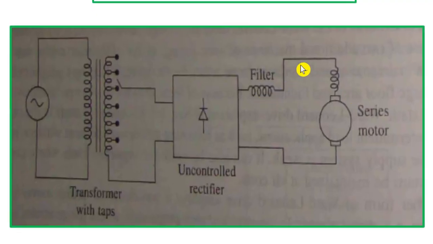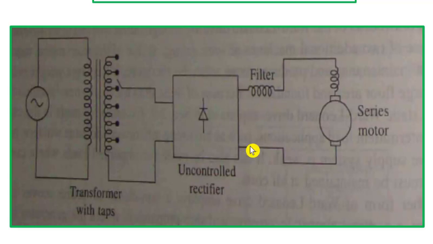This is nothing but a DC series motor. To control the input of this DC series motor, this arrangement is done. It is nothing but a transformer. Primary winding is connected across AC supply and the secondary winding is connected to this rectifier. So this is uncontrolled rectifier, means only diodes are connected. Then input AC, output DC we will get.